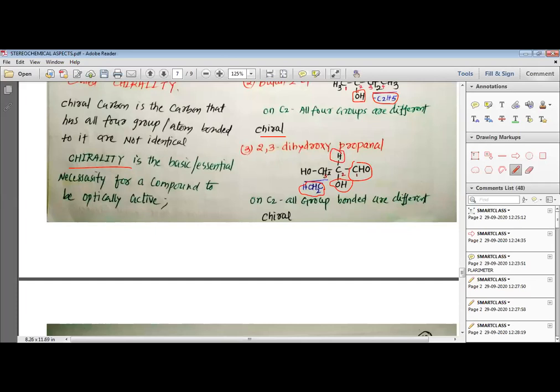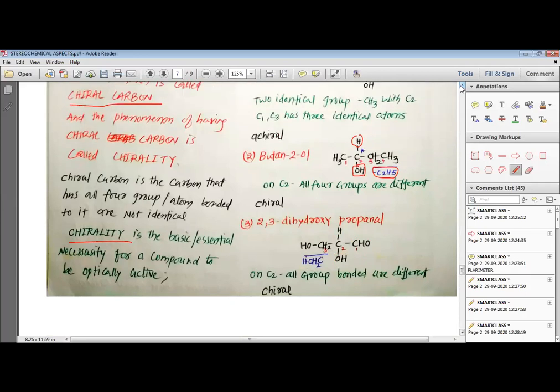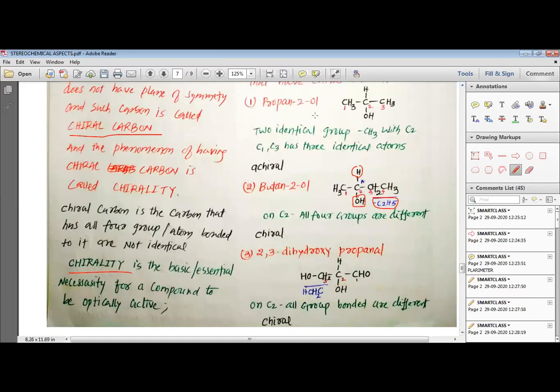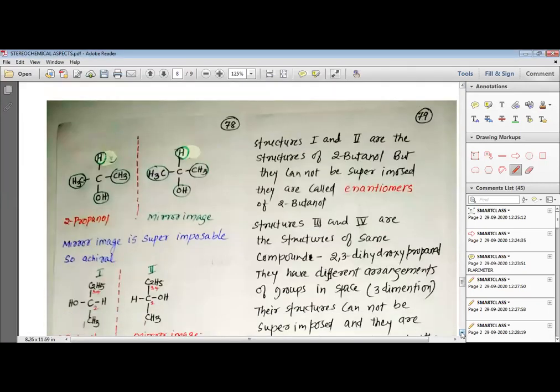So the groups of atoms bonded to C2 are not identical, they are different, and that is why we can say that 2,3-dihydroxypropanol is a chiral compound. 2-Butanol is a chiral compound, and 2-propanol is not a chiral compound, it is achiral.